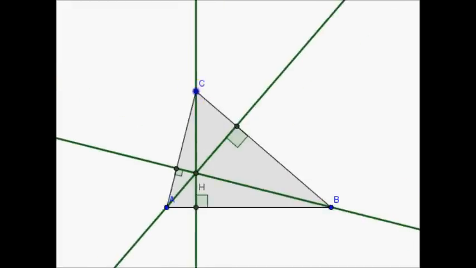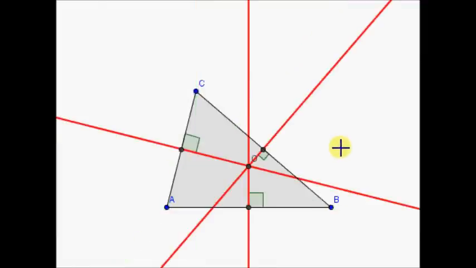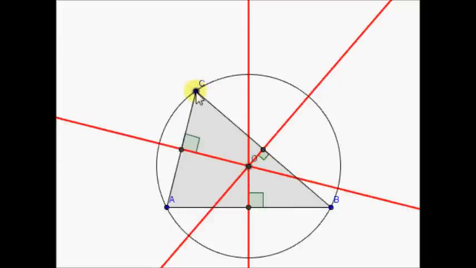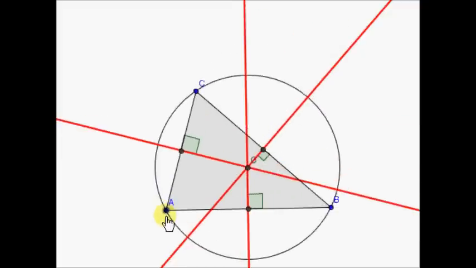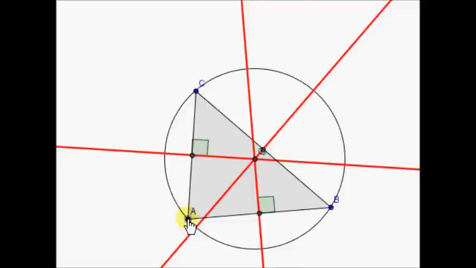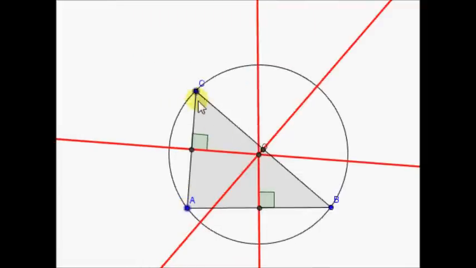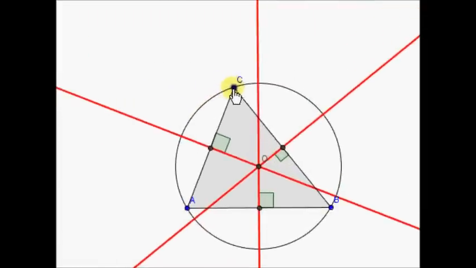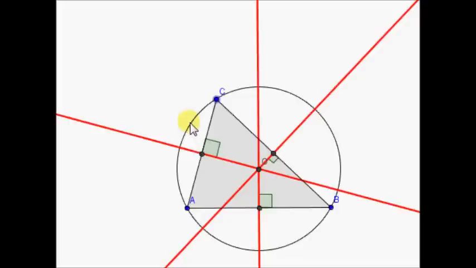Now, the perpendicular bisectors, and here the center of the circumscribed circle. Then if I move a point, you see that I always have the center of the circumscribed circle.